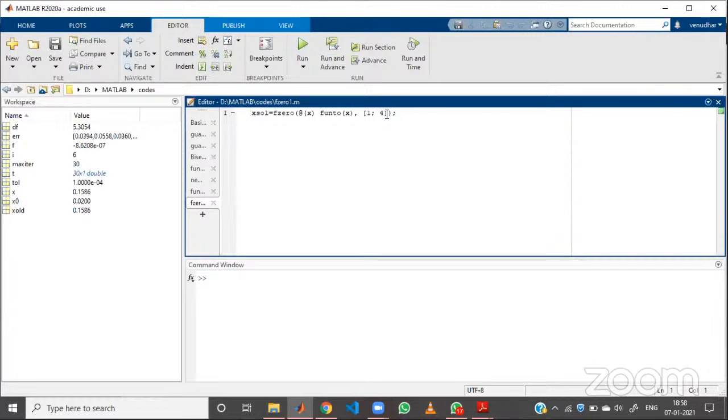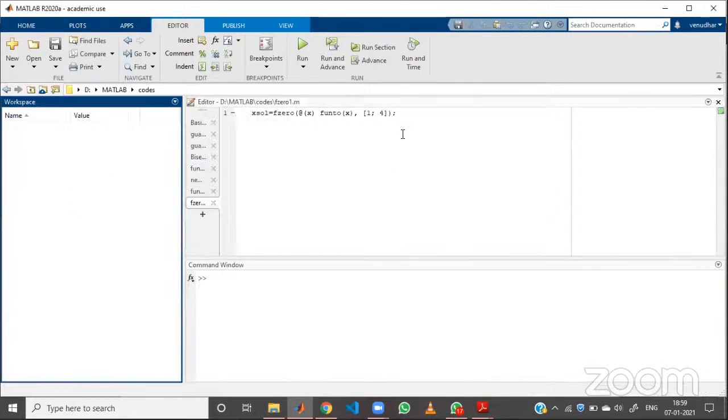What was the answer we got for solving the value of x? It is 0.1586 and 3.14. Here the value of x is 1 and 4, meaning the lower limit is 1 and the upper limit is 4. So in between these, whatever solutions the nonlinear equation has, it will give its solution.